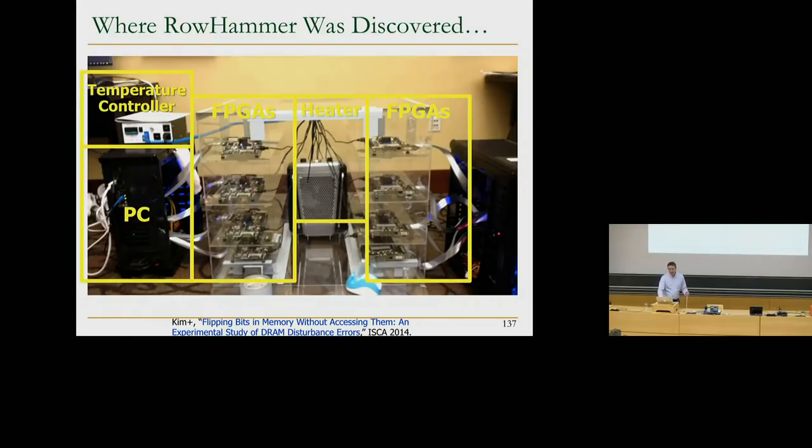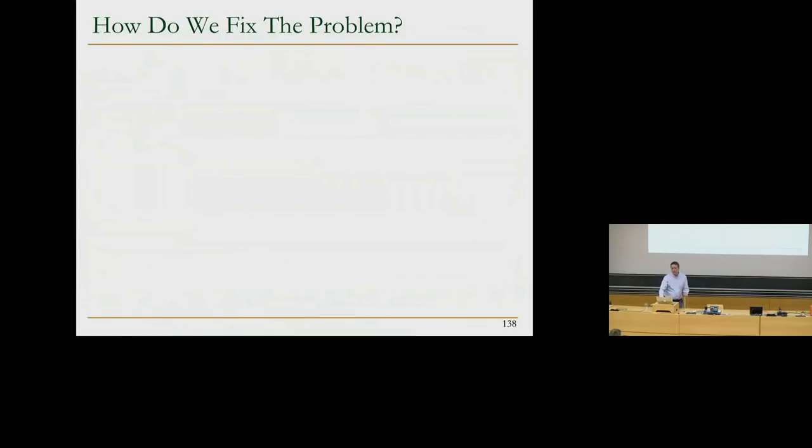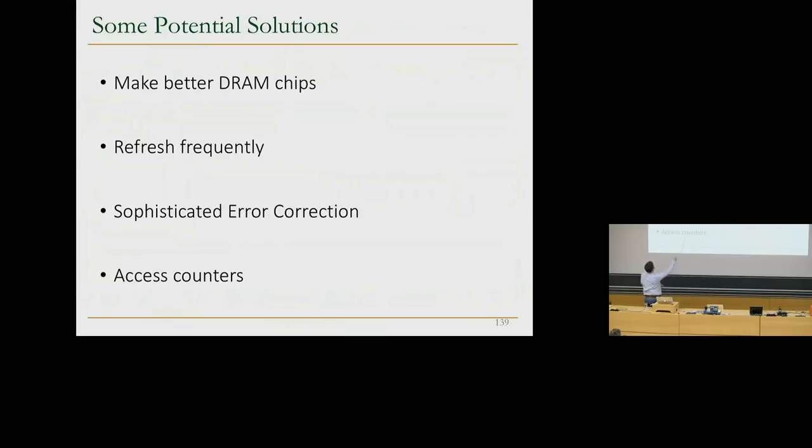And now comes the other thing. How do I actually fix this problem? Well, you can say I make better DRAM chips. I refresh more frequently. We'll come to that. Sophisticated error correction, more sophisticated than we had before. Or we can have access counters and say, if somebody is accessing this row repeatedly, there's something wrong, let's stop him. What's the problem? Just give me a minute.